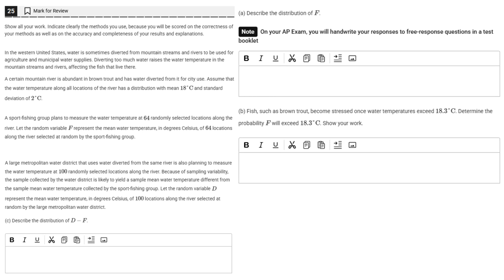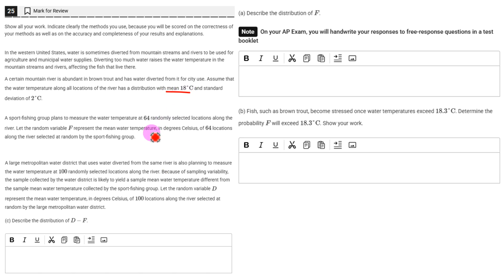Okay. A lot of reading. In the western United States, water is sometimes diverted from mountain streams and rivers to be used for agriculture and municipal water supplies. Diverting too much water raises the water temperature in the mountain streams and rivers, affecting the fish that live there. In certain mountain rivers, an abundant brown trout has water diverted from it for city use. Assume the water temperature along all locations of the river has a distribution with a mean of 18 degrees Celsius, standard deviation of 2 degrees Celsius.